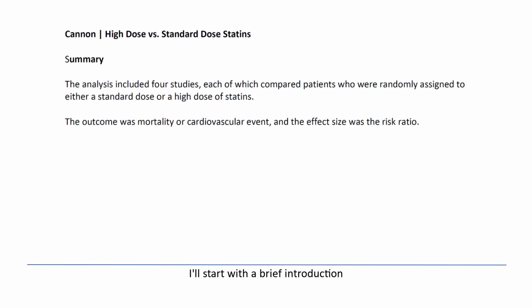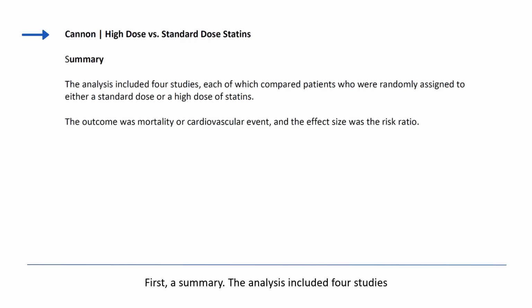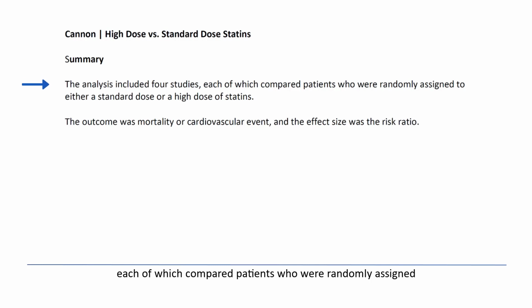Let's run through an example of how I might report these results in a publication. I'll start with a brief introduction, then I'll have a section that deals with the mean effect, and another section that deals with the heterogeneity in effects. So we're talking here about a high dose versus a standard dose of statins. First, a summary. The analysis included 4 studies, each of which compared patients who were randomly assigned to either a standard dose or a high dose of statins. The outcome was mortality or cardiovascular event, and the effect size was the risk ratio.